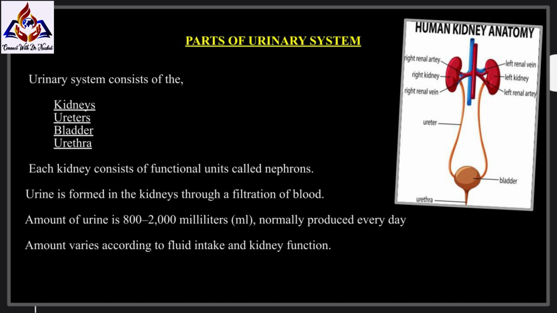Urine is formed in the kidneys through a filtration of blood. The urine is then passed through the ureters to the bladder, where it is stored. During urination, the urine is passed from the bladder through the urethra to the outside of the body. 800 to 2000 milliliters of urine are normally produced every day in a healthy human. This amount varies according to fluid intake and kidney function.